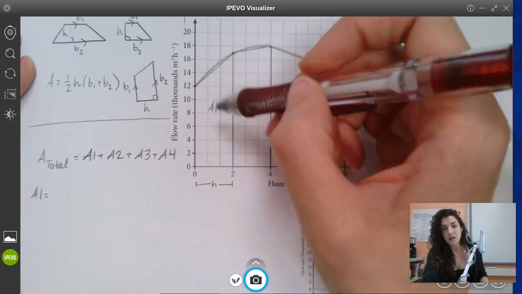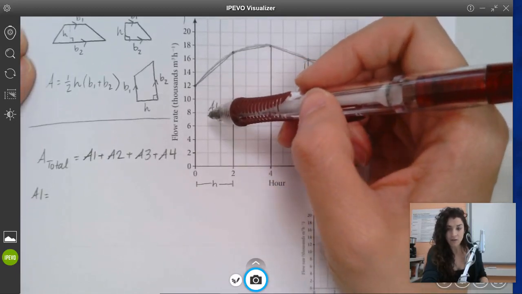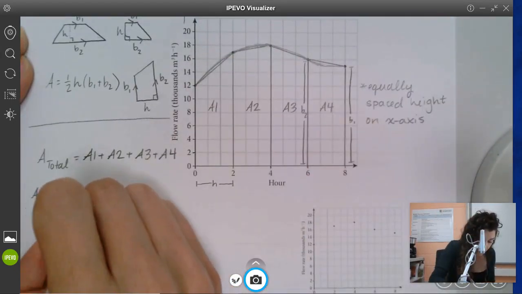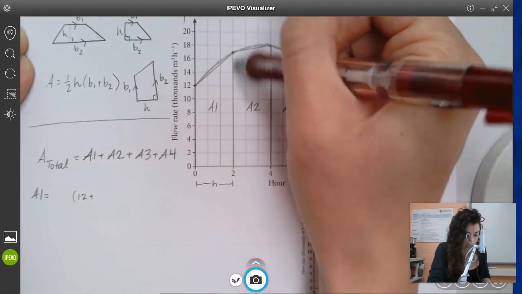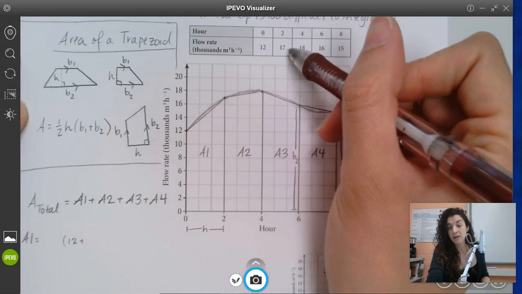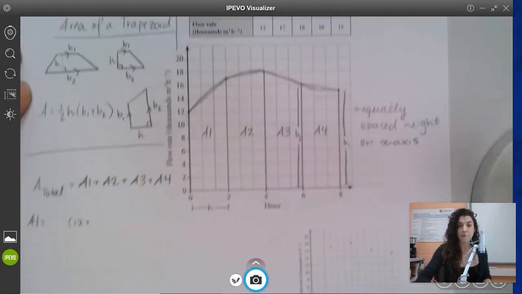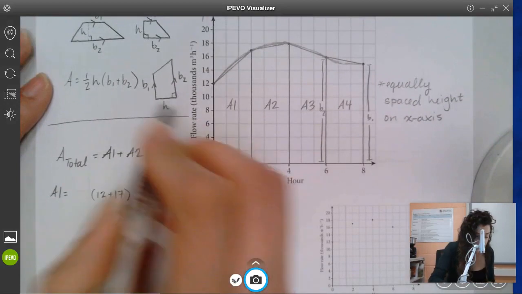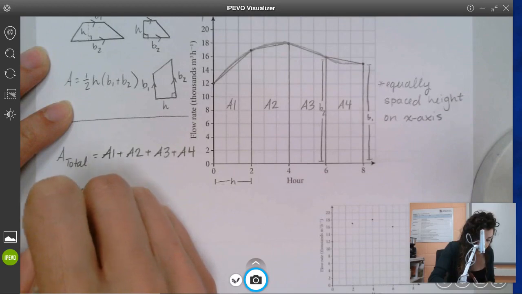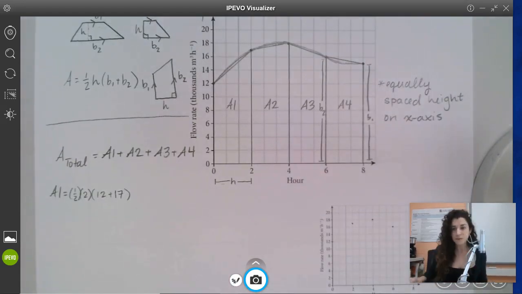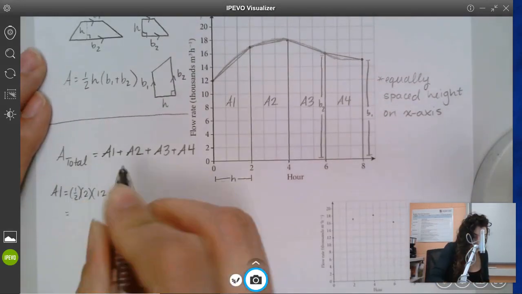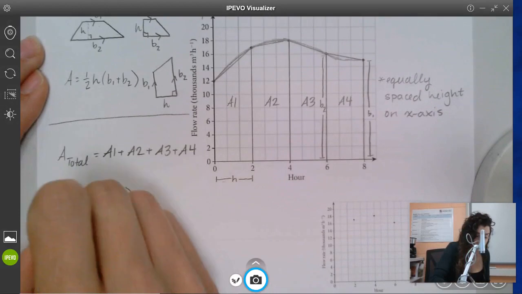Recognize that our two heights are our y values of the points, right? So this height right here is 12. And then our second height is 17 halfway through. You can see that from the table of values up above. You can also gather that from the graph. So base 1 plus base 2 times height, which is 2, and then times a half. All right, and that is how you find the area of one of those trapezoids. 1/2 times 2 is just 1, so then it just becomes 12 plus 17, which is 29.